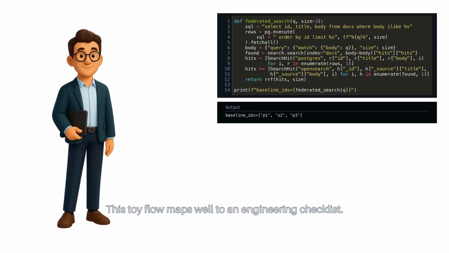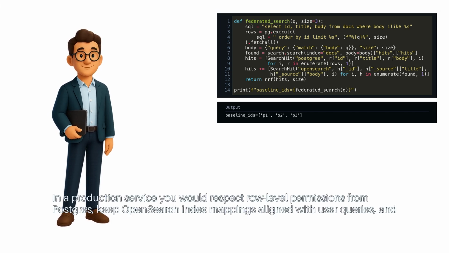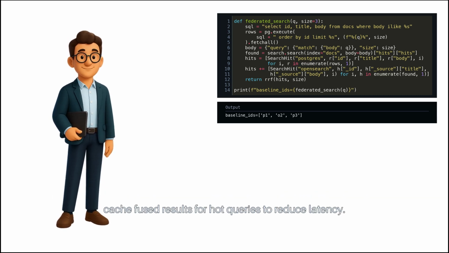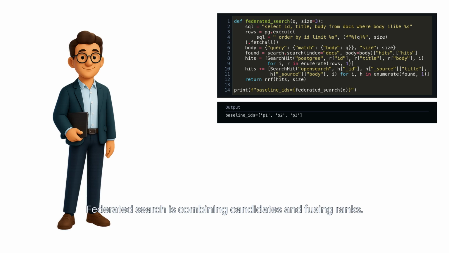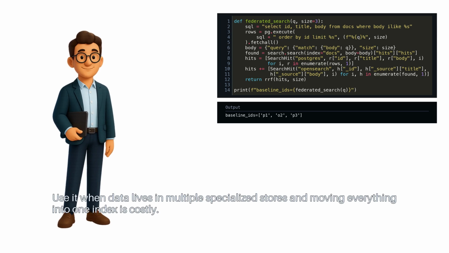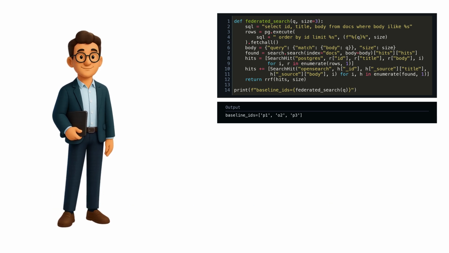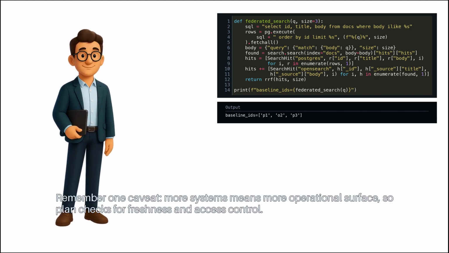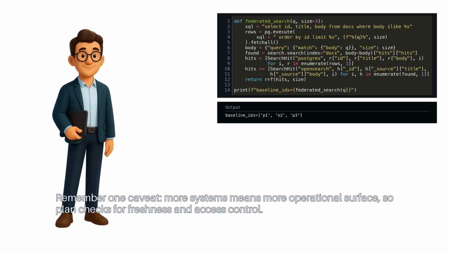This toy flow maps well to an engineering checklist. In a production service, you would respect row-level permissions from Postgres, keep OpenSearch index mappings aligned with user queries, and cache fused results for hot queries to reduce latency. Federated search is combining candidates and fusing ranks. Use it when data lives in multiple specialized stores and moving everything into one index is costly. Remember one caveat: more systems means more operational surface, so plan checks for freshness and access control.